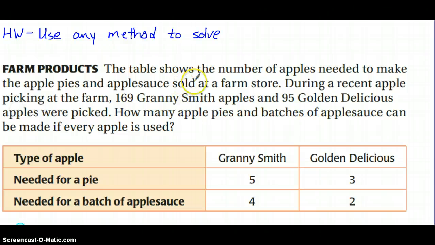Alright, and so we've got this last homework problem here. Again, you're going to use any method to solve it. This one's a little more complicated because it's got a word problem and it's got a table on it. Okay, so if you do need a little bit of help, don't be afraid to ask and let me know what's going on, and I'll do my best to help you out. Don't forget to check the website for notes, and you can always rewatch the video.